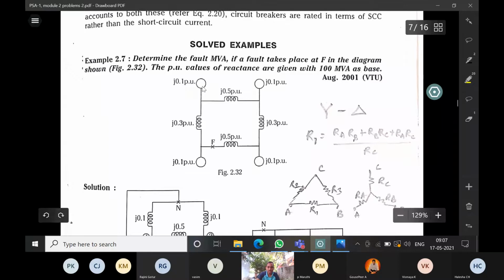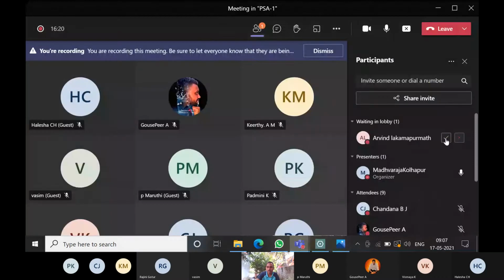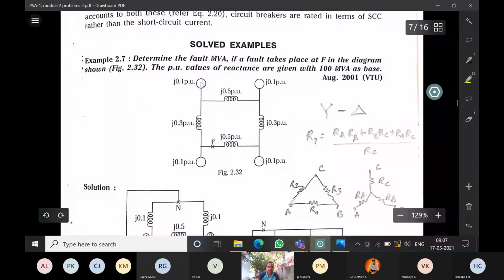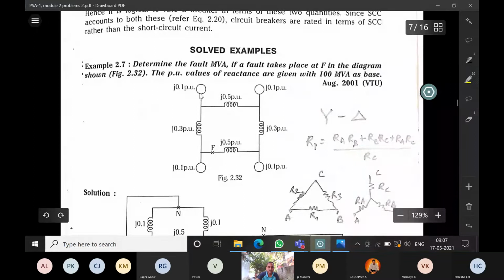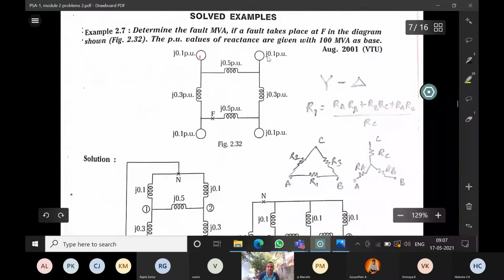and four generators are there here. So this is one, so 2, 3 and 4, and their per units are given 0.1, 0.1, 0.1, 0.1. Okay, and four reactances are given of some transmission line. All are given in per unit. No need to convert here.